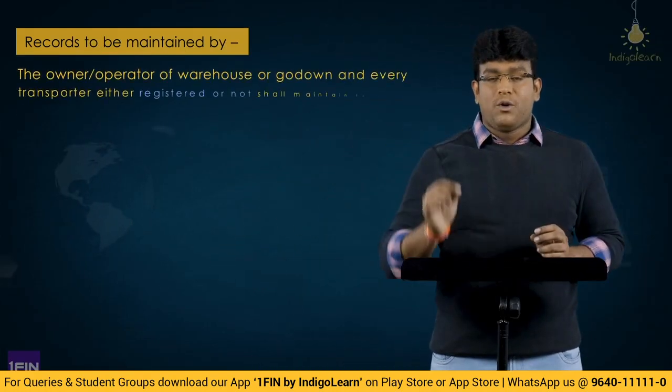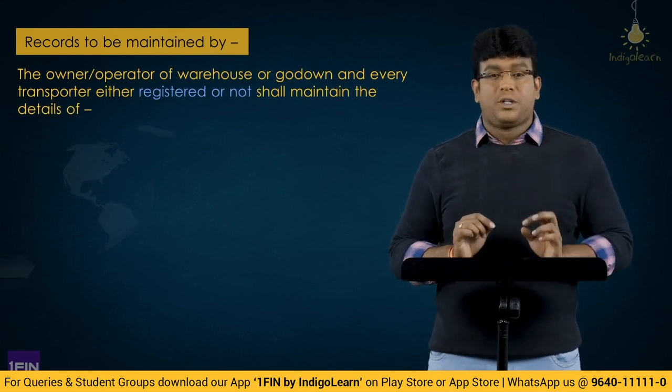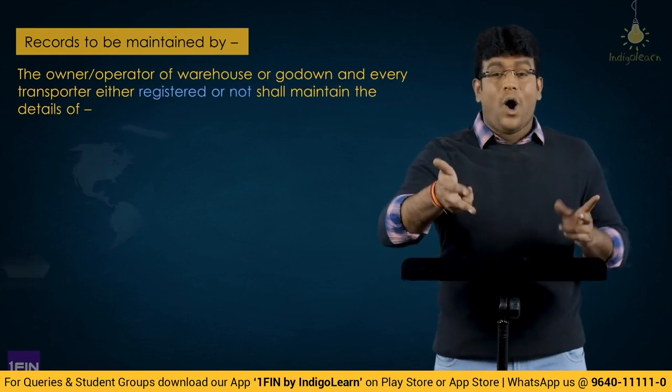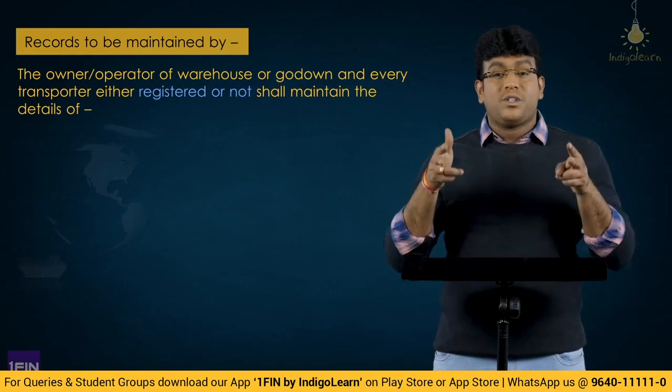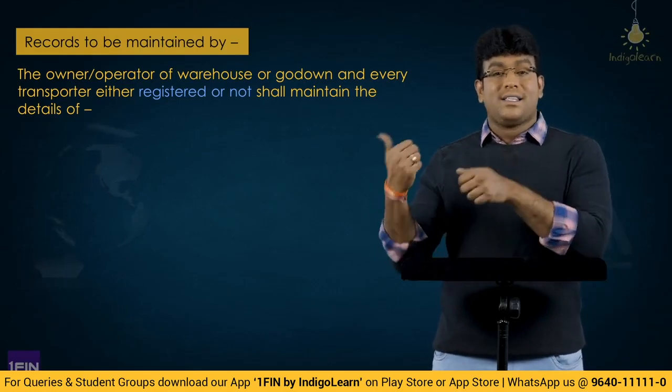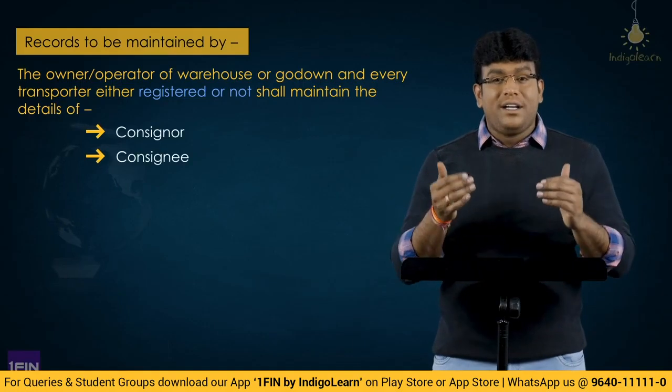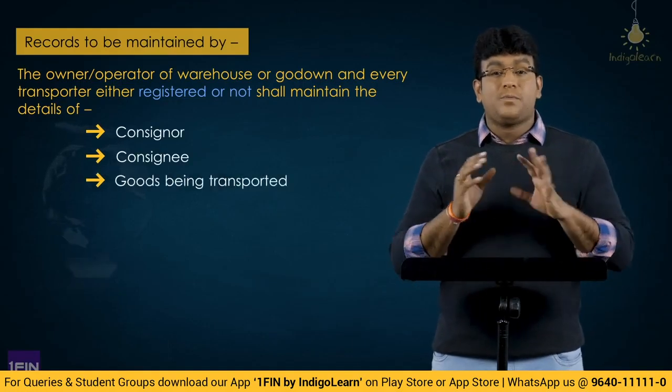Listen carefully, guys. Friends, when we talk about somebody who is an owner or operator of a warehouse or godown, and we are talking about a transporter who will maintain the stock in his godown or warehouse. The interesting point given in the law is that this owner or operator of a warehouse or godown and every transporter, whether they are registered or not registered, should still maintain the details of consignor, consignee, and also the details of goods that are being transported.